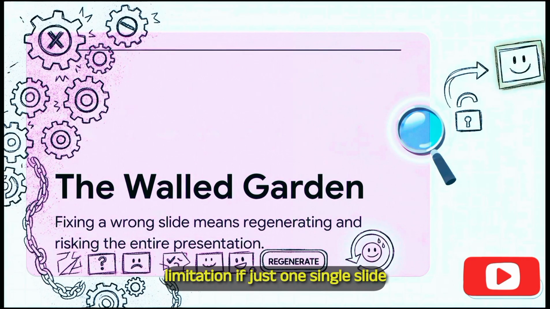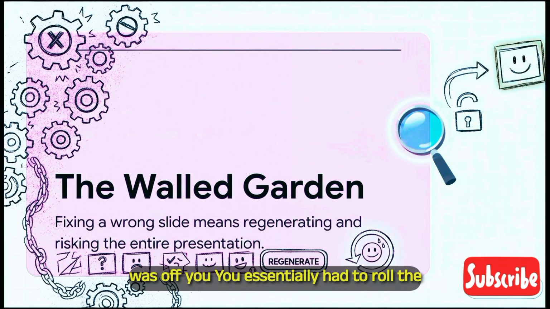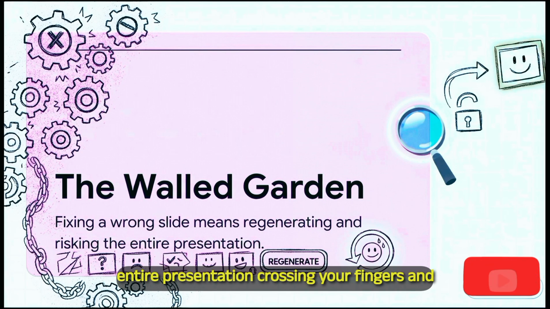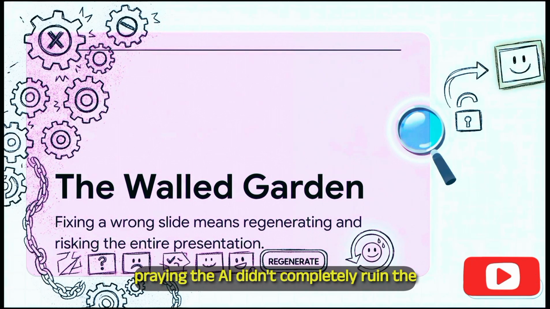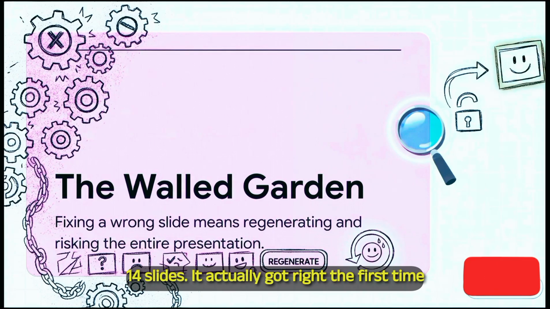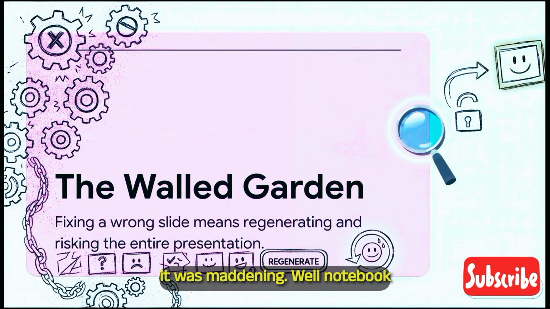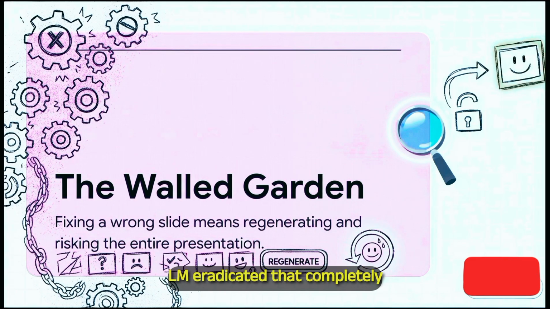If just one single slide was off, you essentially had to roll the dice. You had to hit regenerate on the entire presentation, crossing your fingers and praying the AI didn't completely ruin the 14 slides it actually got right the first time. It was maddening. Well, NotebookLM eradicated that completely.